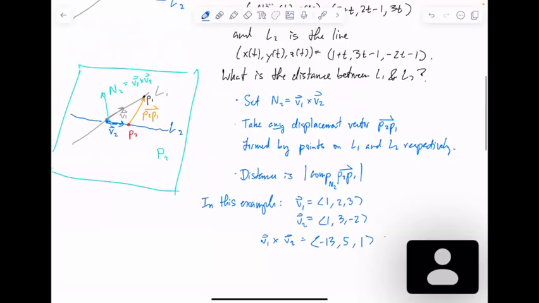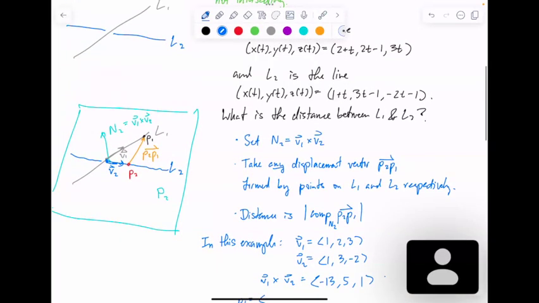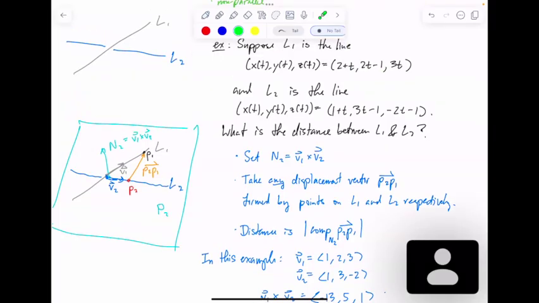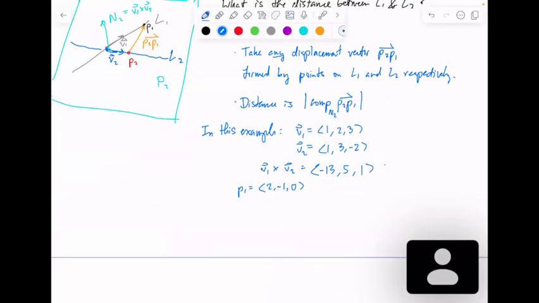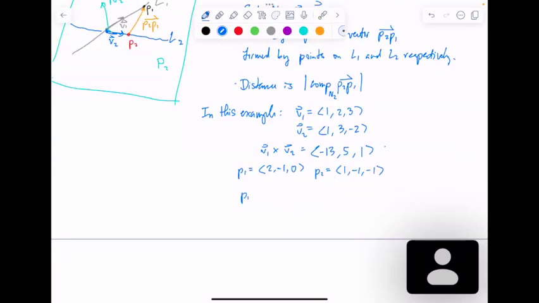And so I could choose any 2 points that I want, P1 and P2. And it's probably easiest if I just set T to be 0, right? So at T equals 0 on line 1, I could choose P1 to be 2, minus 1, 0. And then I could choose P2 to be, at T equals 0, 1, minus 1, minus 1. So P1, P2 or P2, P1 doesn't really matter. I'll go with P2, P1 because that's what I drew in the diagram. This is going to be 1 minus 2, that's minus 1. Minus 1 minus minus 1, that's 0, and then minus 1.